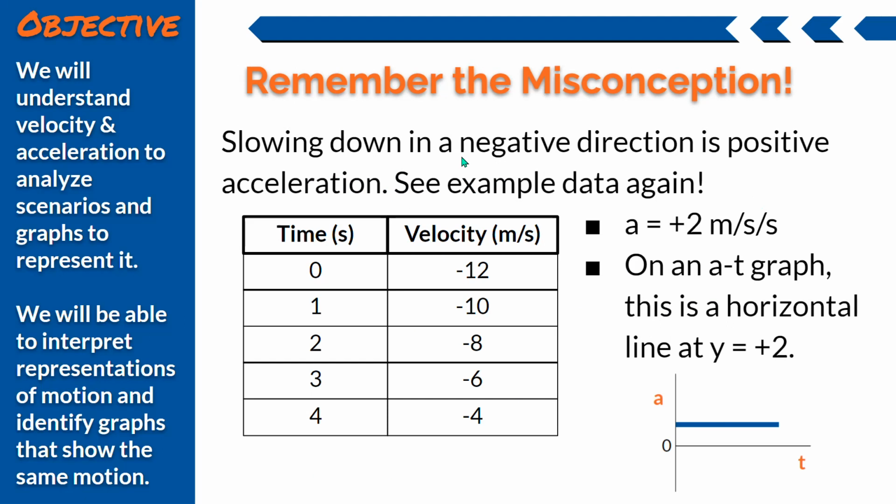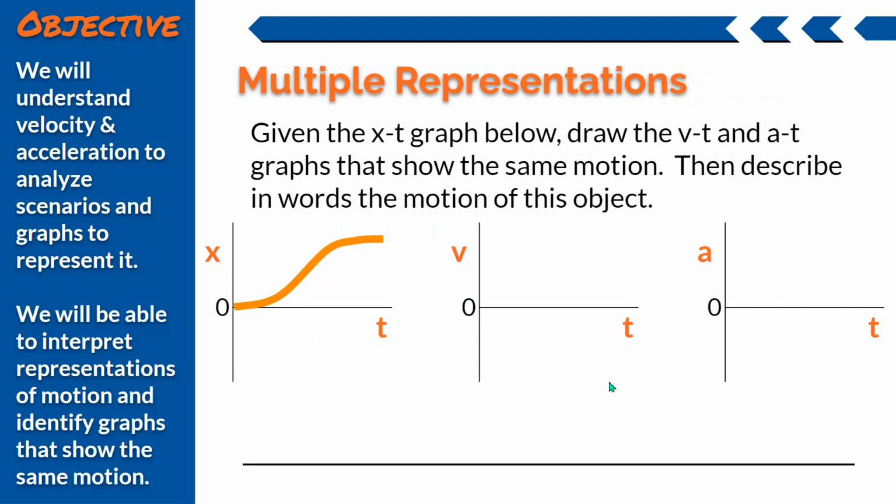Okay, again, here's that same data. Slowing down in a negative direction, positive acceleration, +2. We saw these numbers earlier, so you can look at it again if you need to. All right, this is where we're going though. You're going to eventually be asked to match graphs. In fact, one of your task options in playlist 3 is to match graphs. It's called graph matching. And so you have to look at an XT graph and figure out what that would look like for VT and AT.